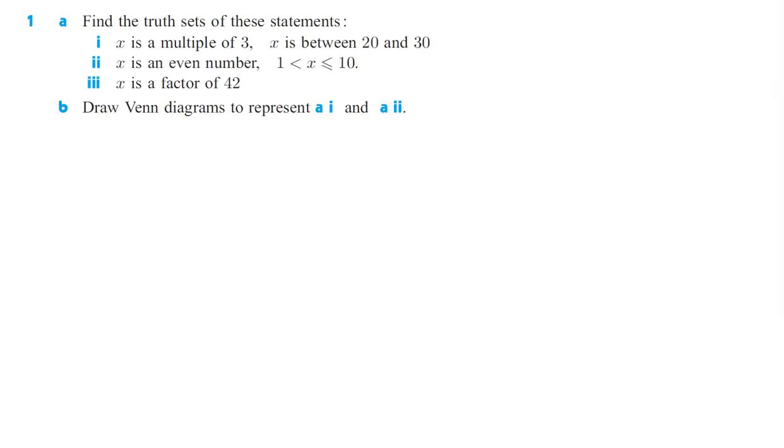All right, moving along. Let's see. Number 1, find the truth sets of these statements. X is a multiple of 3, and x is between 20 and 30.